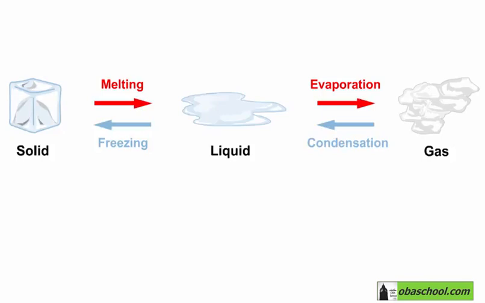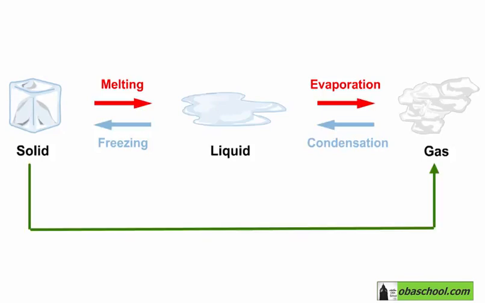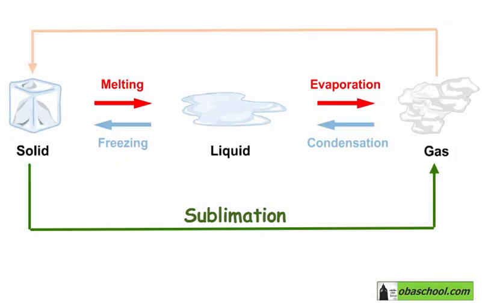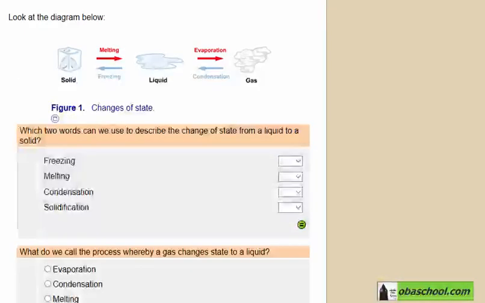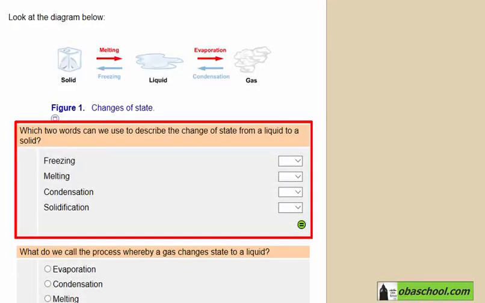Other substances can change directly from solid to gas, and this will be called sublimation. So sublimation is the change from the solid state to the gas state without obtaining the liquid. On the other hand, when the state changes from the gas state to the solid state directly, this will be called deposition.